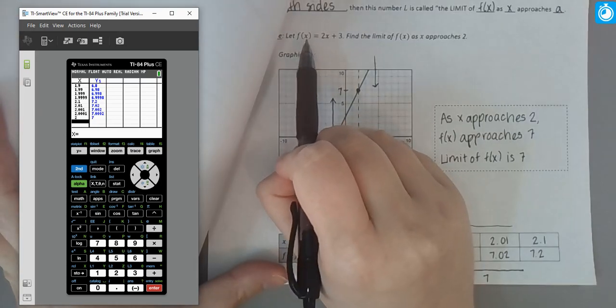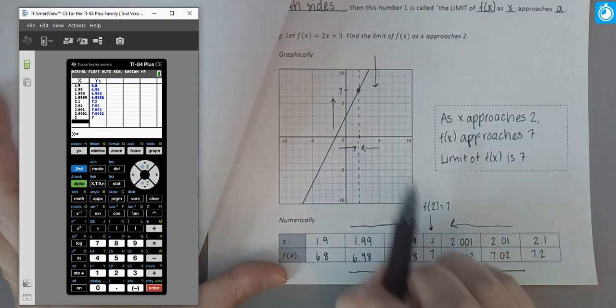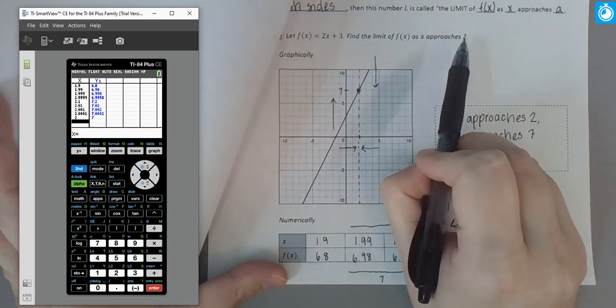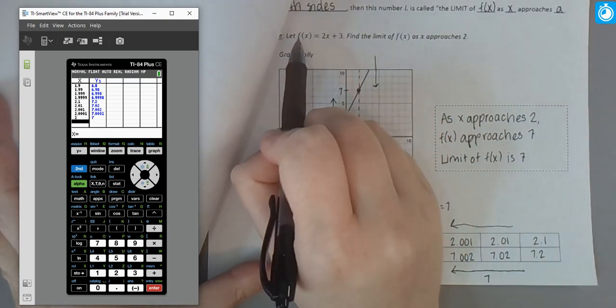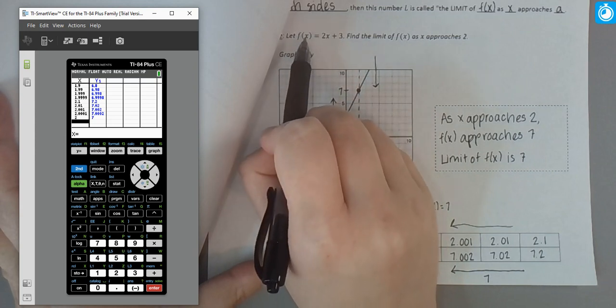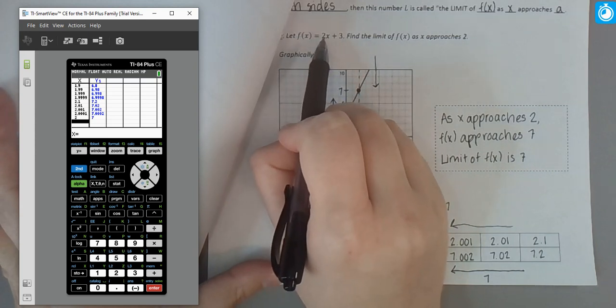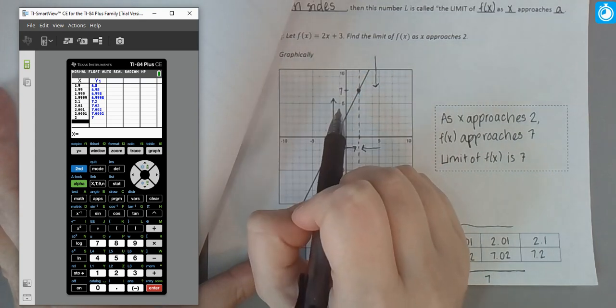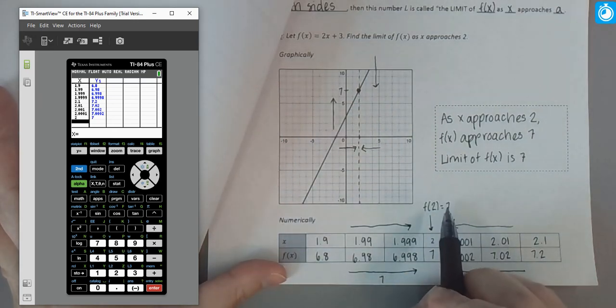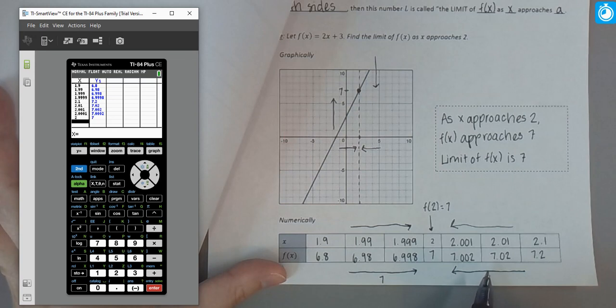So if we subbed in x equals 2, since we were analyzing what happened around x equals 2, if we were to just sub in x equals 2 at the very beginning, f of 2 would be 2 times 2, which is 4, plus 3, which would give us a value of 7. And we said our limit was 7.